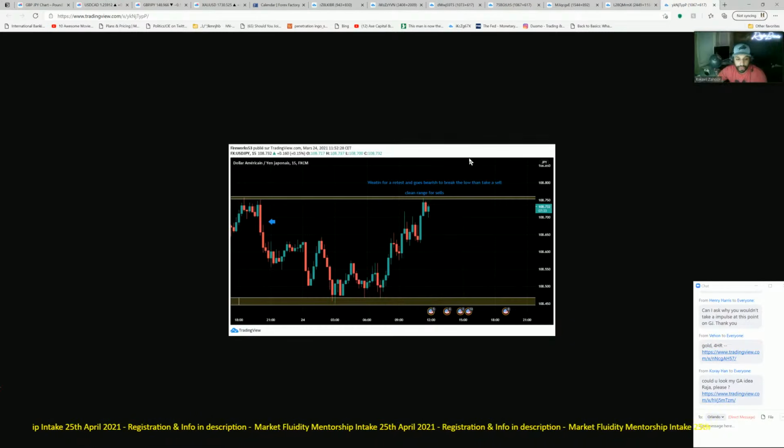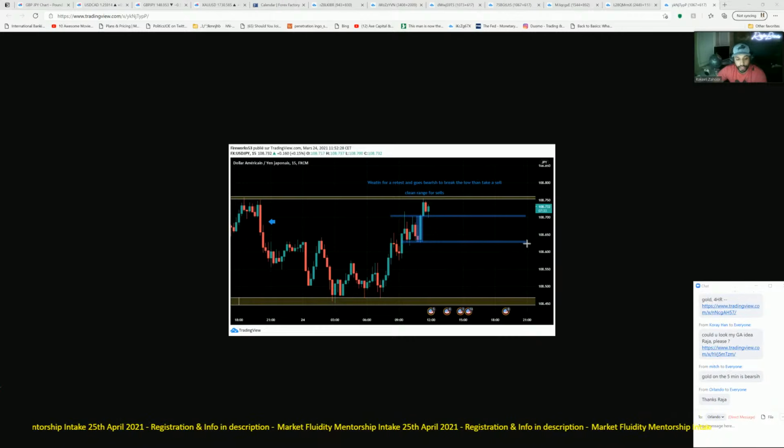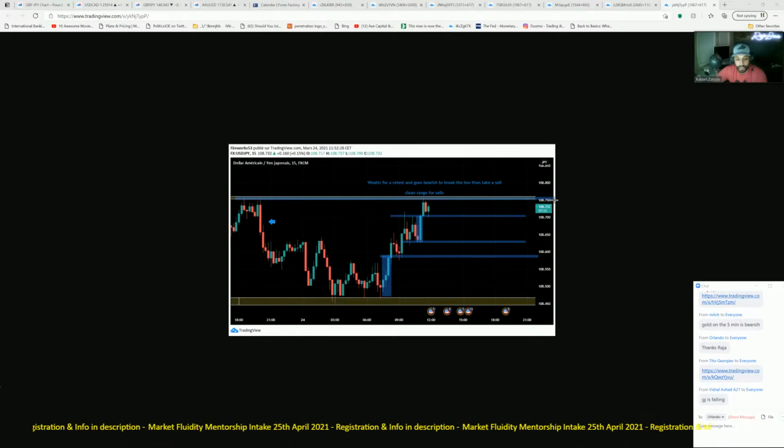Could you look at this UJ chart? UJ is waiting for a retest and goes bearish to break the low, then take a sell. Maybe you want to make a zone maybe right over here. And then we have this clean candle coming down, and then we got the support here, and then we got another support, pretty small range, and then clean candles coming down. Or maybe if we break above this area, that could be something we can look at.